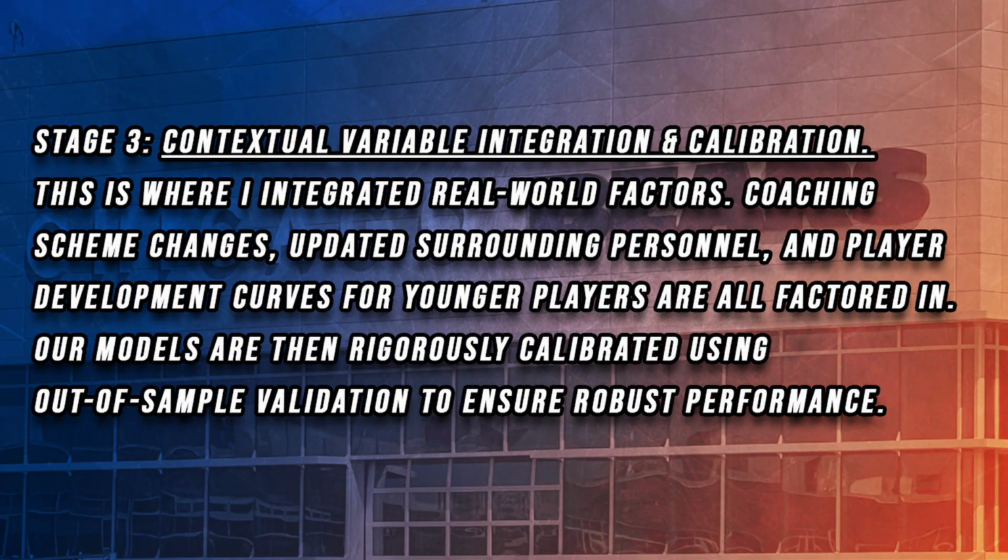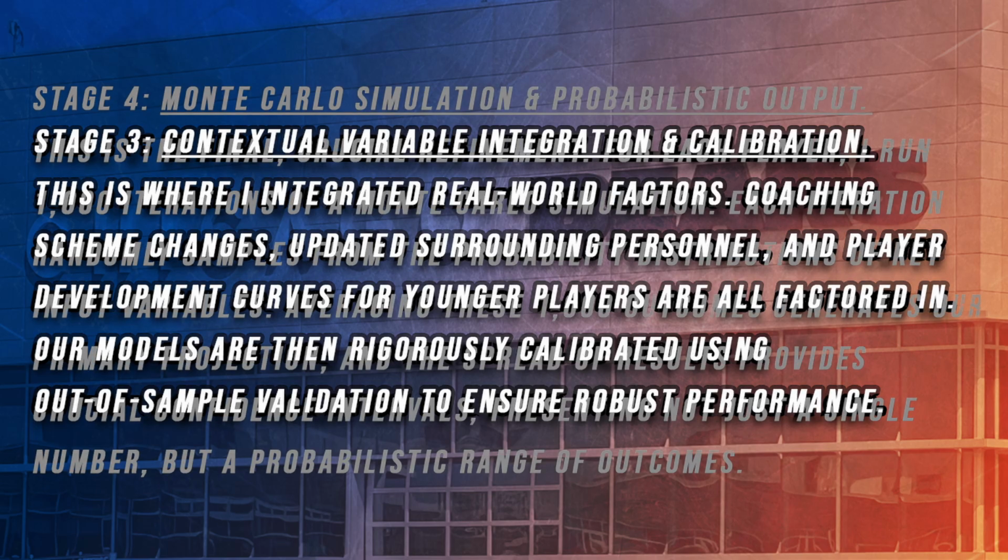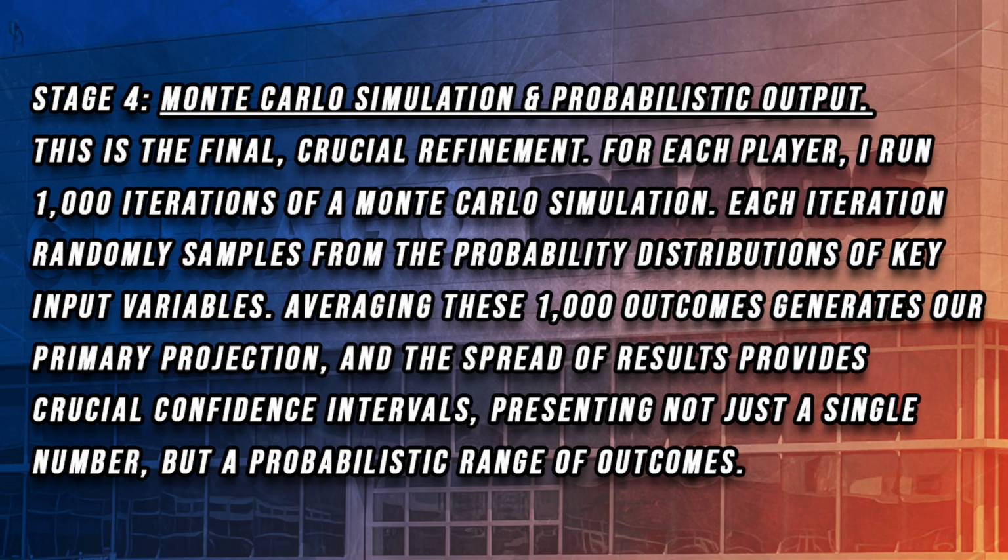With the model in place, we move on to stage 3, which is contextual variable integration. Now, all that means is we start to integrate real-world factors, such as coaching scheme changes, updating surrounding personnel, and player developmental curves for young players. And finally, stage 4 is where it all comes together and we run the simulation itself. Now, you can run it just one time, and that's fine. Before this series, we ran the simulation 1,000 times per player. I then averaged out those 1,000 outcomes, and that generated our primary projection.